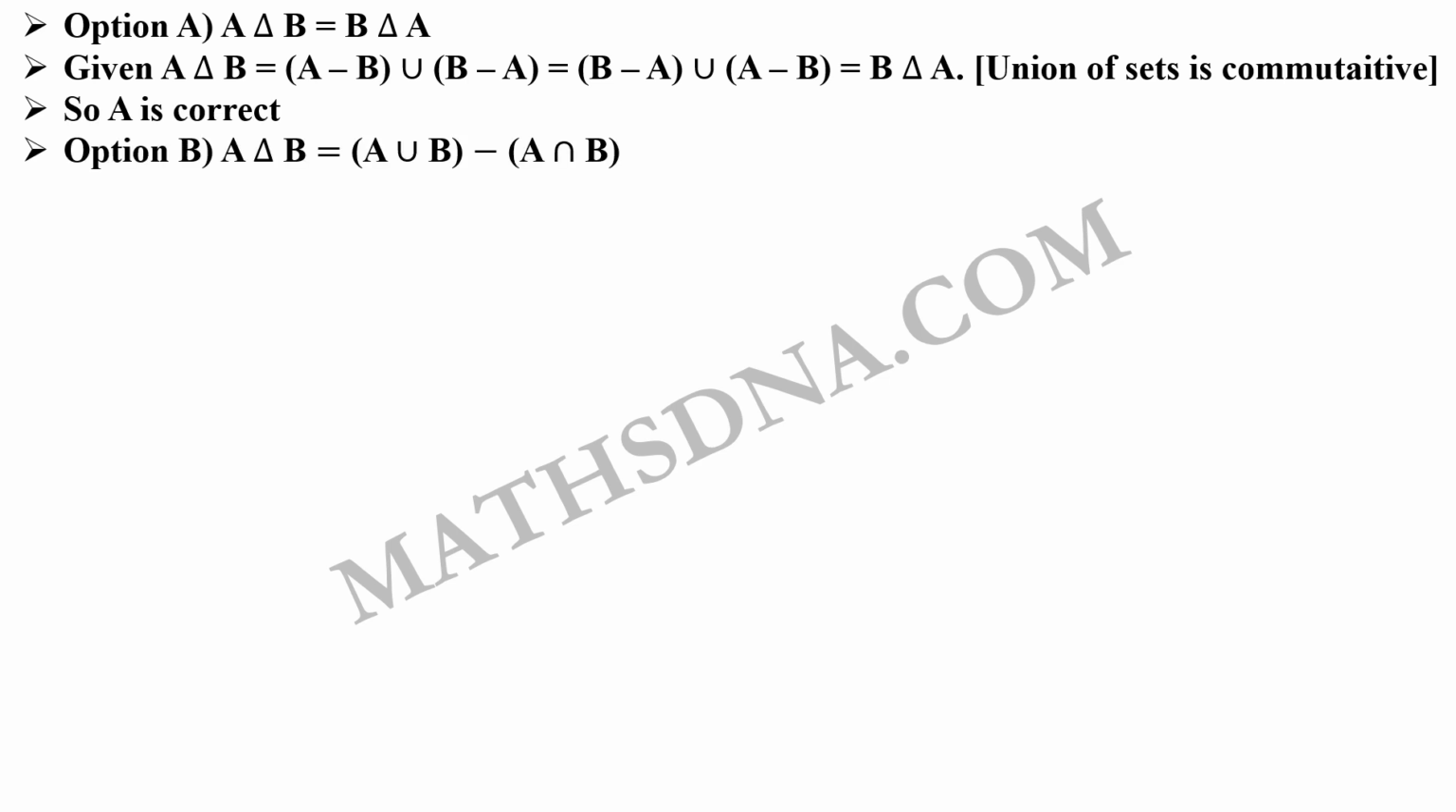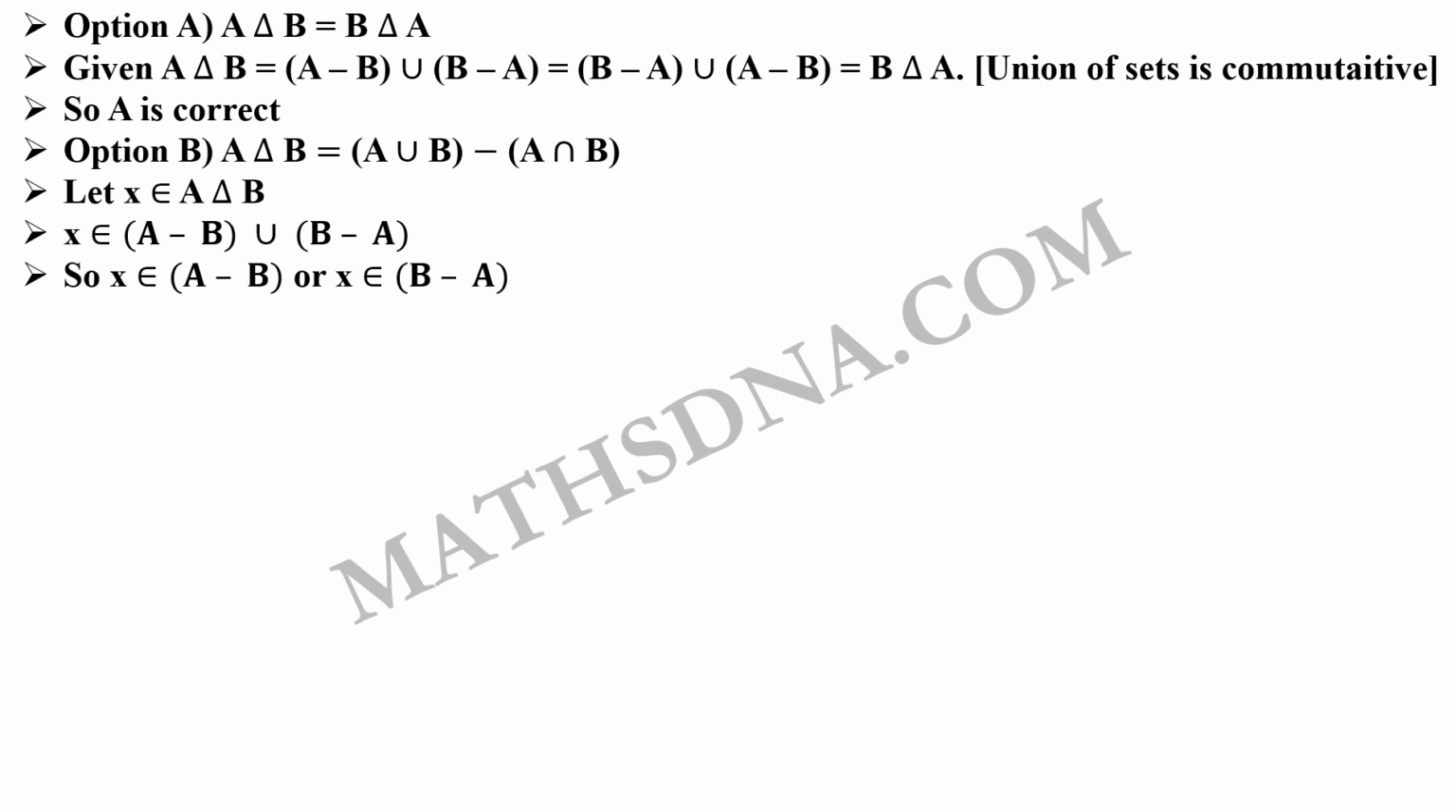Moving on to option B, A delta B equals A union B minus A intersection B. Let us take an element x in A delta B, and as per the given question, A delta B is nothing but A minus B union B minus A. So x belongs to A minus B union B minus A, which further implies x belongs to A minus B or x belongs to B minus A. It implies that x belongs to A and x does not belong to B, or x belongs to B and x does not belong to A.